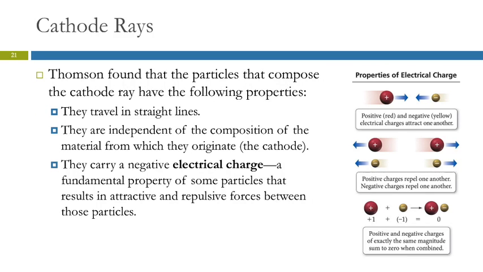So he observed these cathode rays and realized that it was a stream of particles, and they had the following properties. They traveled in straight lines. They were independent of the composition of the material from which they originated. So you could make the cathode, the metal end of that tube, out of different metals, but the cathode rays behaved exactly the same way, regardless. He also found that they had a negative electrical charge.